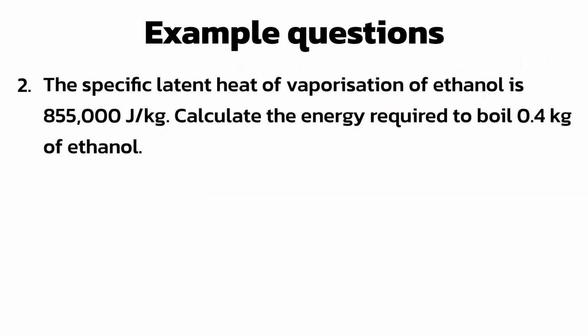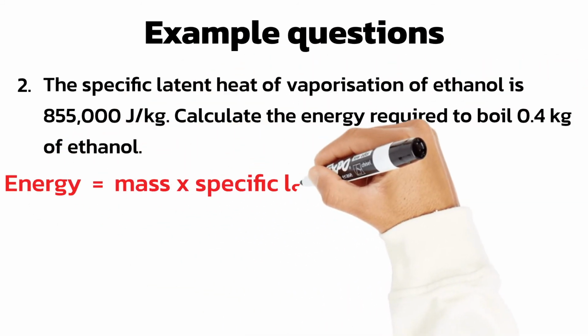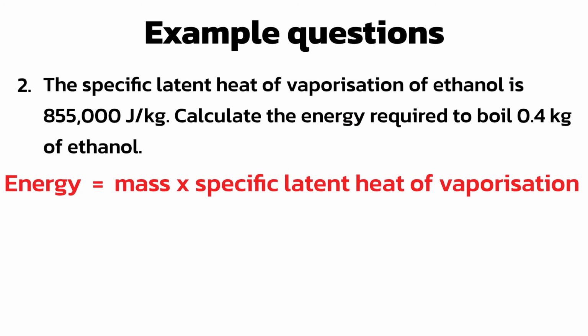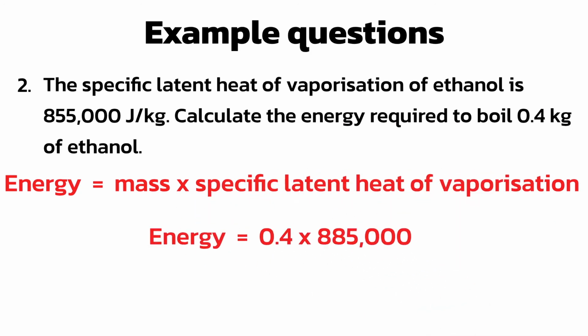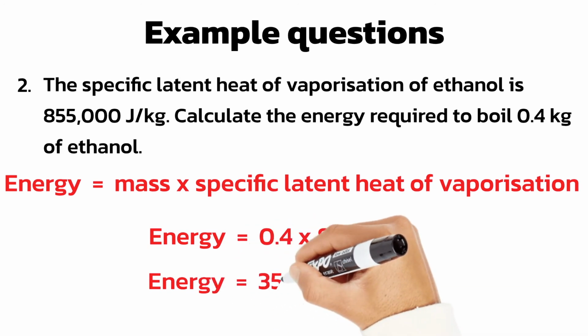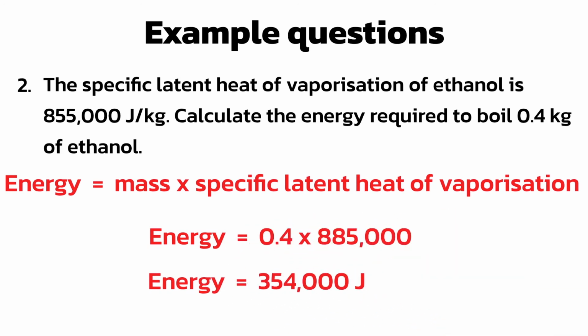To calculate the energy required to boil the ethanol, we need to use the formula energy equals mass times specific latent heat of vaporization. Which gives the energy required to boil 0.4 kilograms of ethanol to be 354,000 joules or 354 kilojoules.